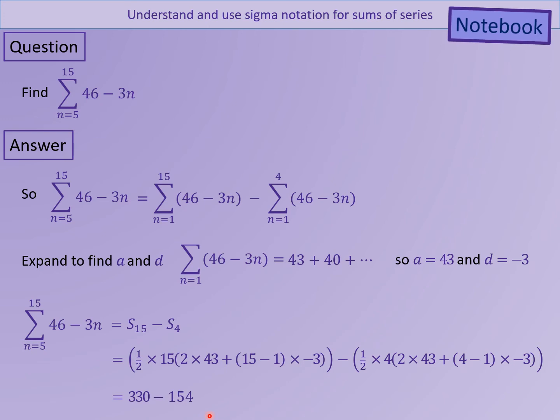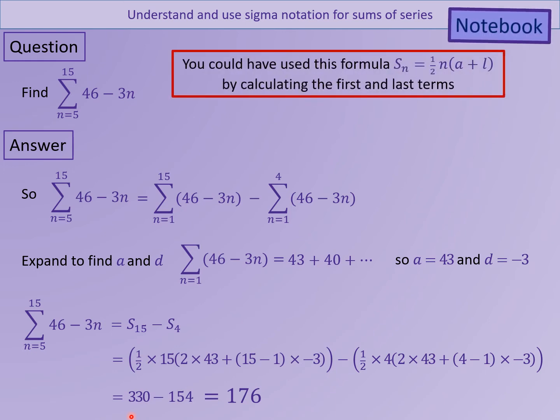So this gives us a sum of the first 15 terms of 330, and the sum of the first 4 terms is 154. So the sum of the terms we want from the 5th to the 15th term must be 176. So that was one method of calculating that summation.